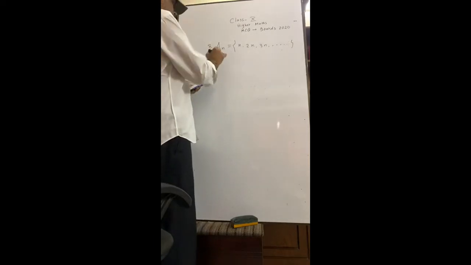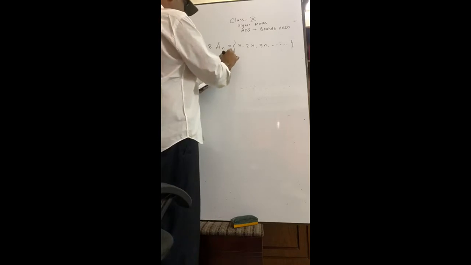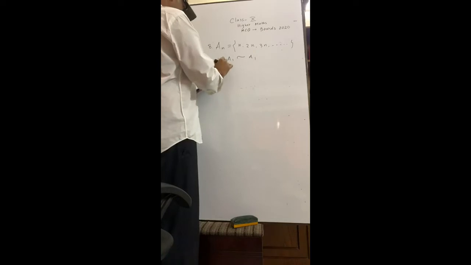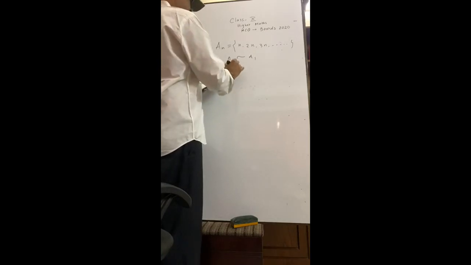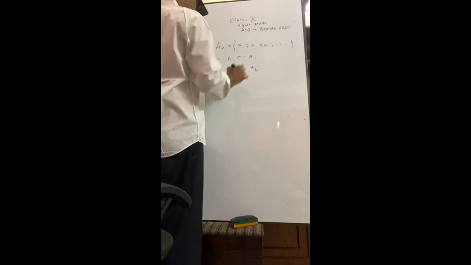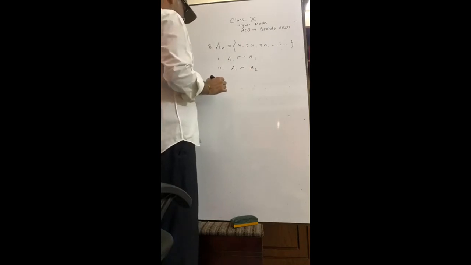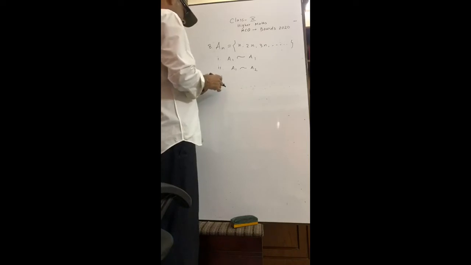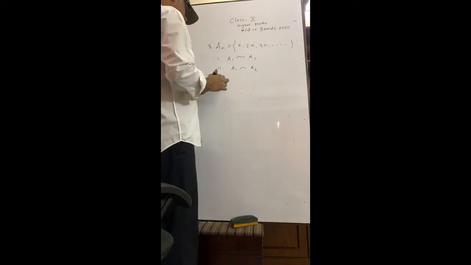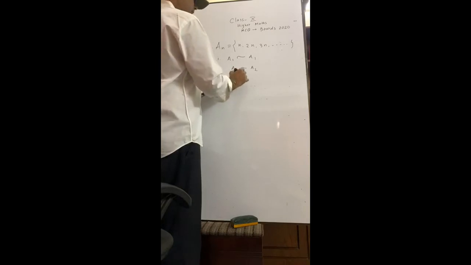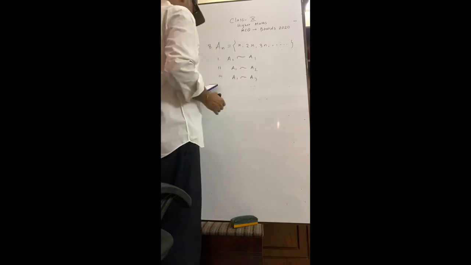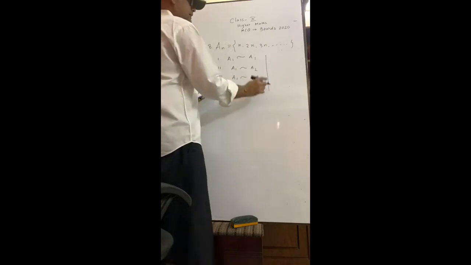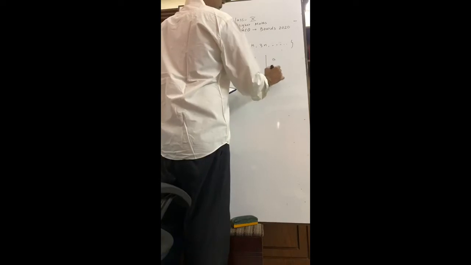Then A1, A2, A3. Question number 8: A1, A3. Which one is correct? Options are A, B, C, D.